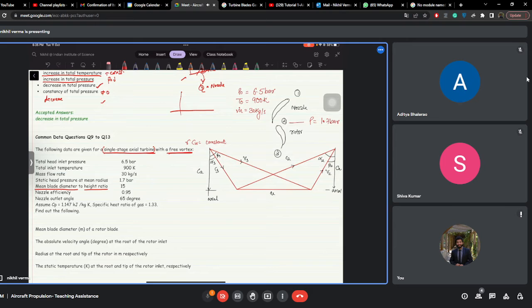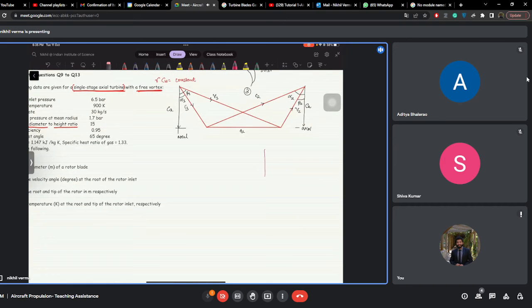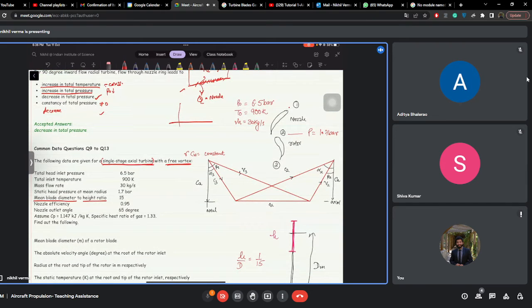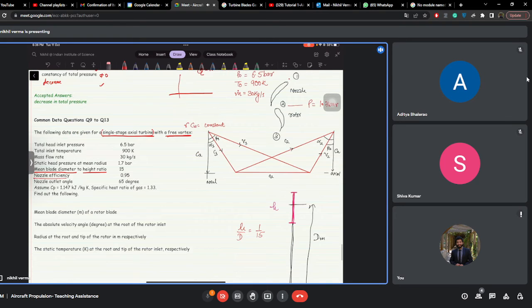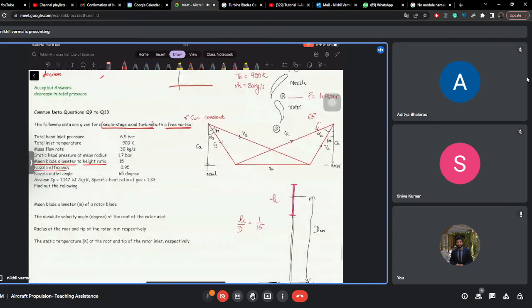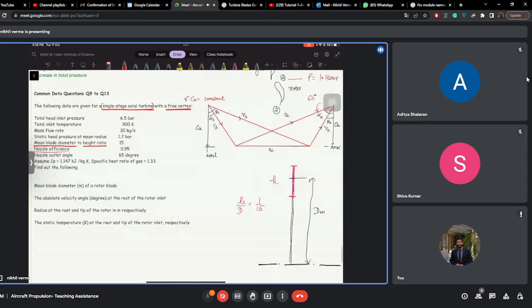The blade mean diameter to height ratio is given. So how does it relate? This is your blade height, some h, and that is connected to an axis. From here till here it is dm. So there is a mean diameter given, and the ratio of these quantities is given. H by dm is given as 1 upon 15. Nozzle efficiency is given, the efficiency from station 1 to 2, and the nozzle outlet angle is given. The nozzle outlet angle is your alpha 2, that is 65 degrees. CP and gamma are given, and we are required to find the mean blade diameter of the rotor. So how will you proceed ahead?